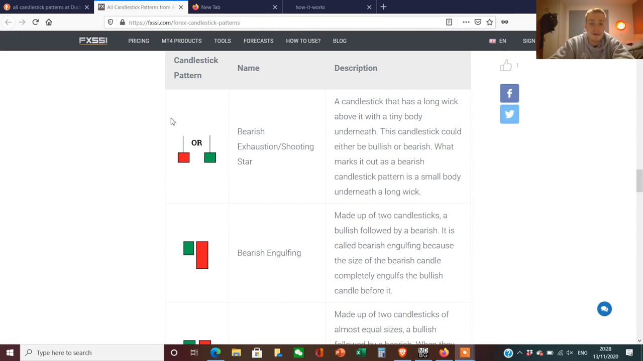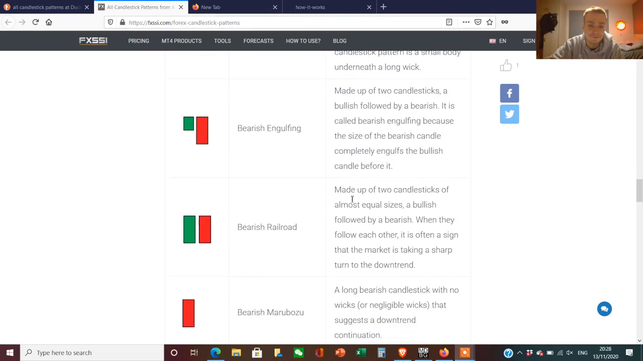So the first one, bearish exhaustion or shooting star, and it can be red or green. It's a candlestick that has a long wick above it with a tiny body underneath. This candlestick could either be bullish or bearish. What marks it out as a bearish candlestick pattern is a small body underneath a long wick.